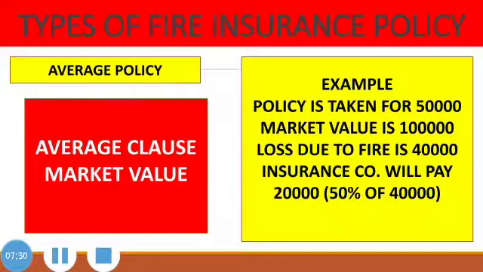See, policy is taken for 50,000. Market value of the thing for which insurance is taken is 1 lakh. Loss occurs of 40,000. Now here market value is 1 lakh and policy is 50,000. That is 50% of market value. So here loss occurs of 40,000. So what is 50% of that 40,000? 20,000. And that's why insurance company will pay 20,000.